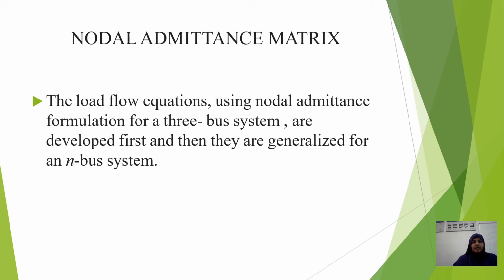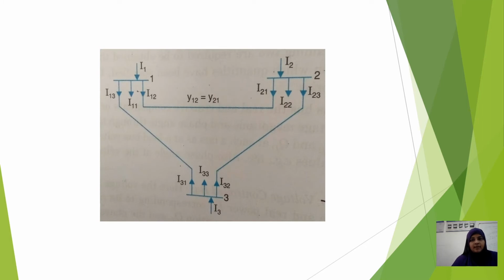So now let us see briefly the nodal admittance matrix. Load flow equations using nodal admittance formulation for a 3-bus system are developed first. Then we are going to see for an n-bus system. So this is a 3-bus system. We can see here 3 nodes 1, 2, 3. At these 3 nodes, currents are I1, I2 and I3.